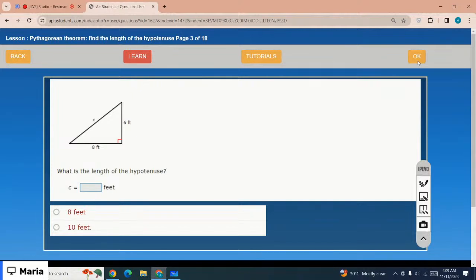Very good. That means C equals 10 feet. The hypotenuse is 10 feet.